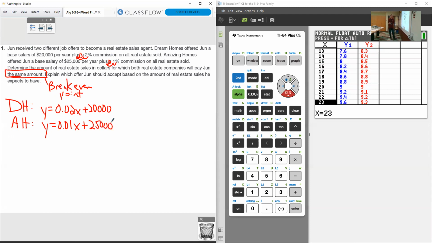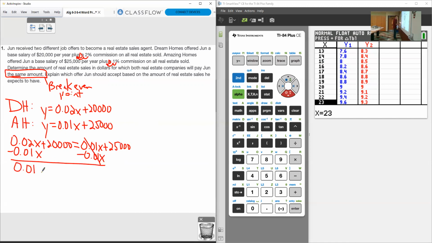First thing that we need to do is calculate the break-even point. We want to set these 2 things equal to each other. So when we go to solve it, you have letters on both sides. I'm going to subtract 0.01x from both sides. So 0.01x plus 20,000 equals 25,000.